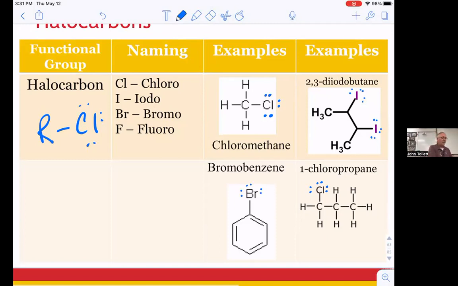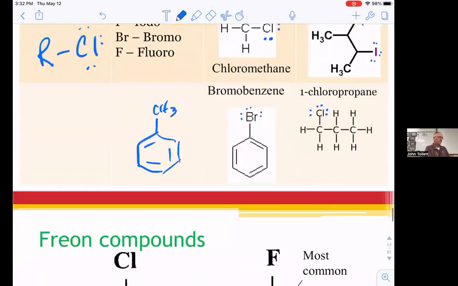Just like if you had benzene with, say, a methyl group on it, there's your benzene and a methyl group off to the side, or on one of those, you would call that methylbenzene, not phenylmethane. The longer carbon chain here is actually the benzene group or the benzene ring.